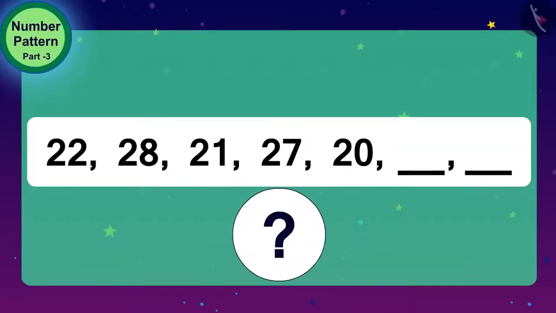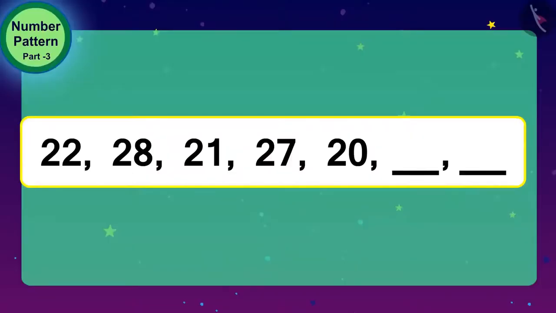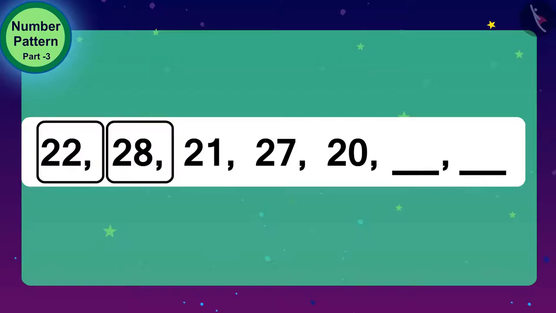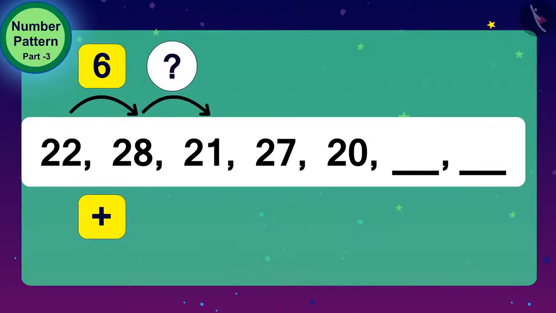Children, do you understand the rule of this number pattern? Let us see what is unique in this number pattern. First, we will look at the first two numbers of this number pattern. How do we get 28 from 22? Exactly, by adding 6. And what do we have to do to get 21 from 28? Yes, we have to subtract 7 from 28.